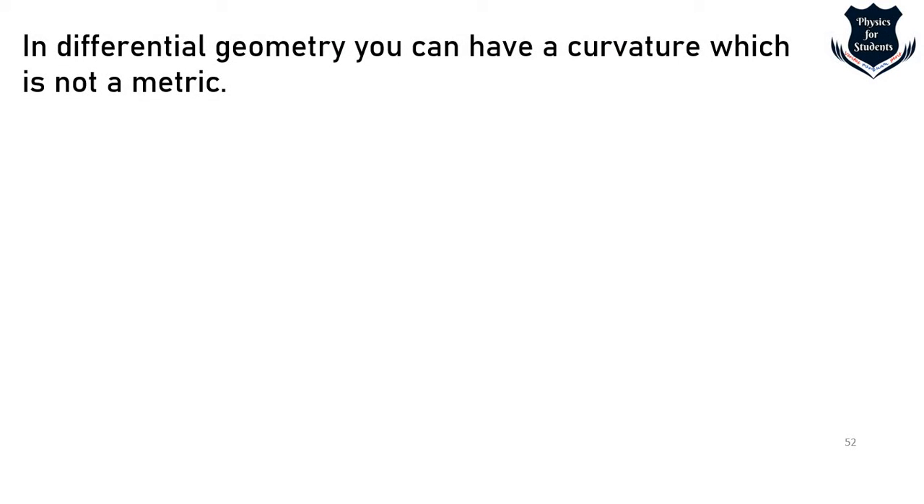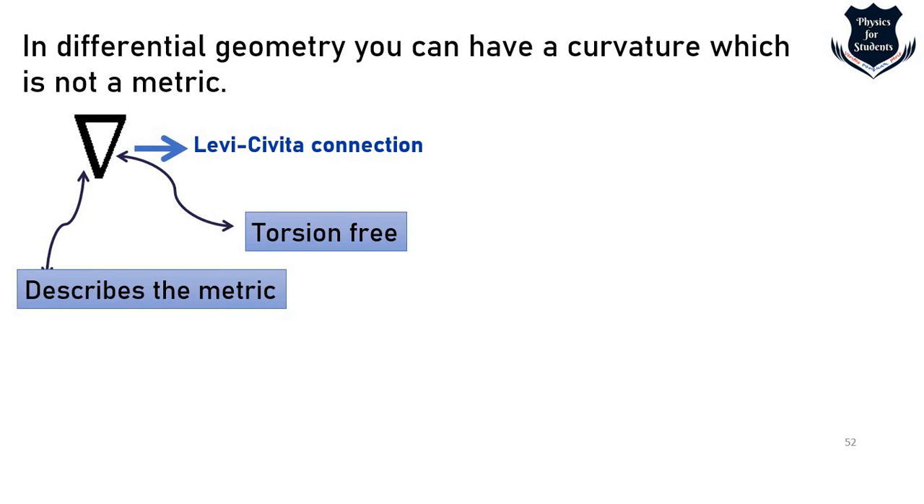Now in differential geometry you can have a curvature which is not a metric, but this requires a special connection called the Levi-Civita connection. You remember Tullio Levi-Civita, so this is the Levi-Civita connection. It is the unique torsion-free connection. I have described that it describes the metric and it is torsion-free, so we save the twisting part. It is the tangent bundle compatible with the metric, so it saves us from the torsion problem.